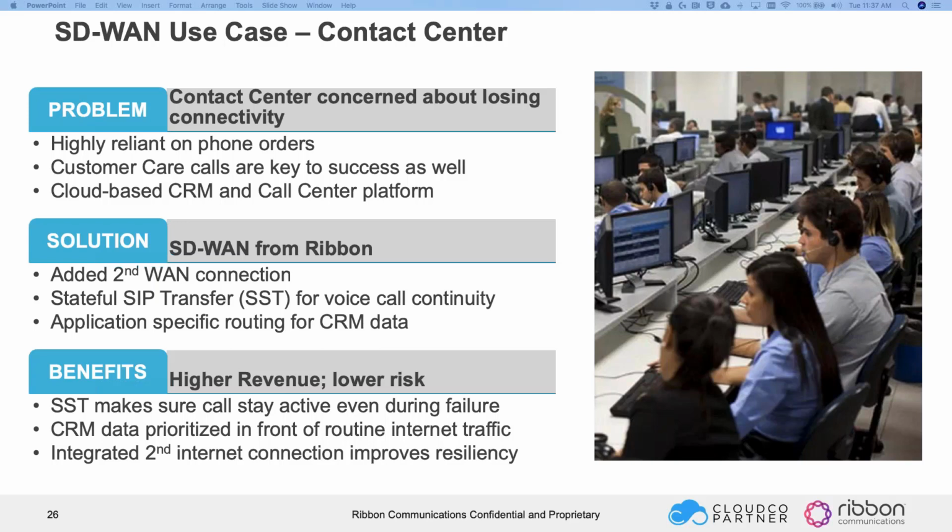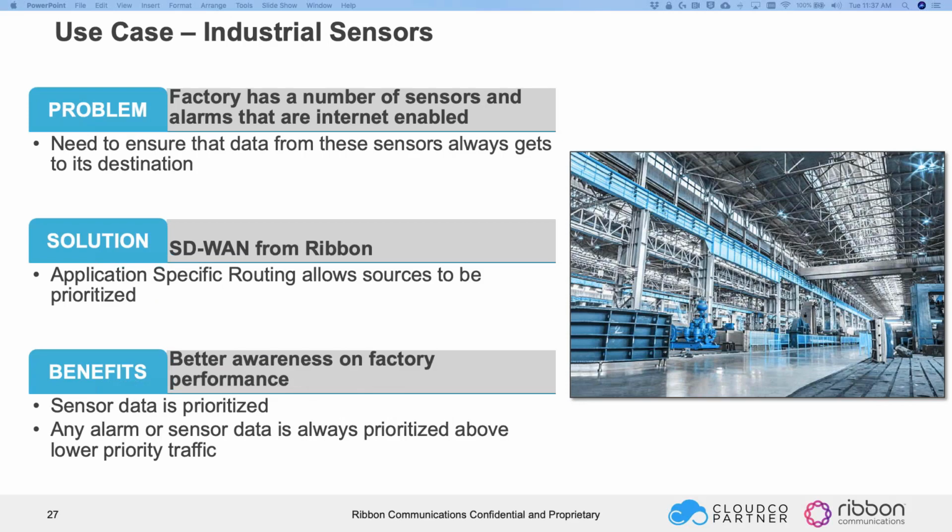And just as a side note, not shown on here, call centers have now become not just call centers, but contact centers, with a lot of data-focused interaction between chat, web conferencing, WebRTC. All of those applications can play into the idea of application prioritization. Finally, one last use case, which is really talking about industrial sensors.